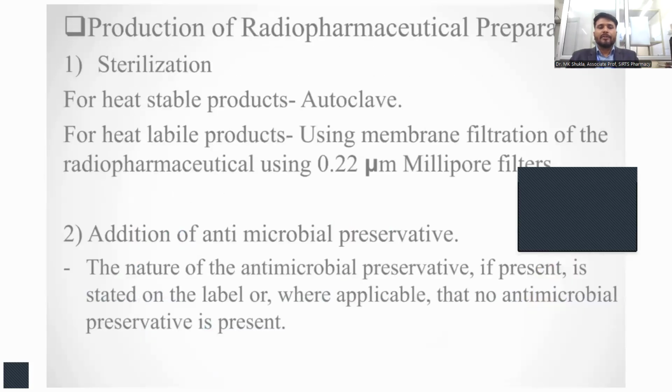Production of radiopharmaceutical preparations: they can be sterilized, for heat-stable products, by autoclaving. For heat-labile products, they undergo membrane filtration using 0.22 micrometer millipore filters, and addition of antimicrobial preservatives. The nature of an antimicrobial preservative, if present, is stated on the label, or where applicable, that no antimicrobial preservative is present.